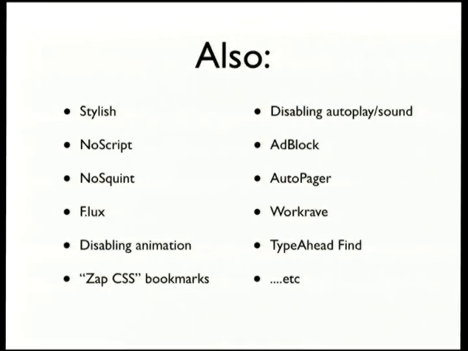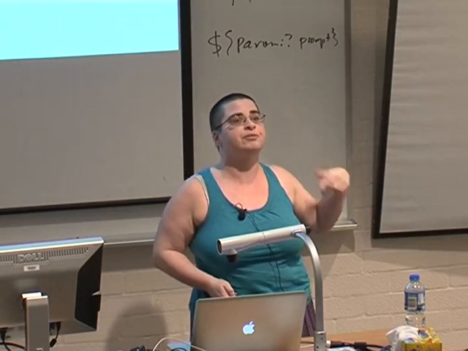People use Flux in order to keep from triggering migraines, because the bright light of the screen tends to trigger migraines in them. Disabling animation so that your animated GIF doesn't animate.